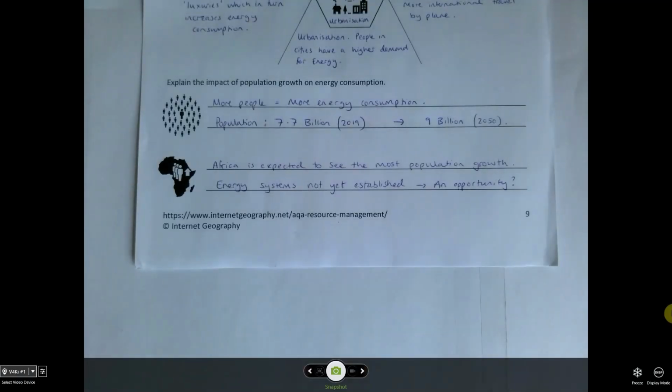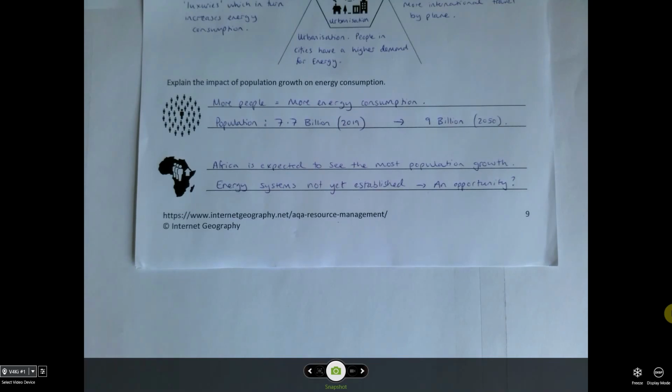And the final thing that you had to do on this page was to explain the impact of population growth on energy consumption. Now, the increase in population links with all of the factors that we've just been talking about. So as the population of the world grows, energy consumption is also going to rise because more people need more food, more industry, more transport, more housing, more technology.